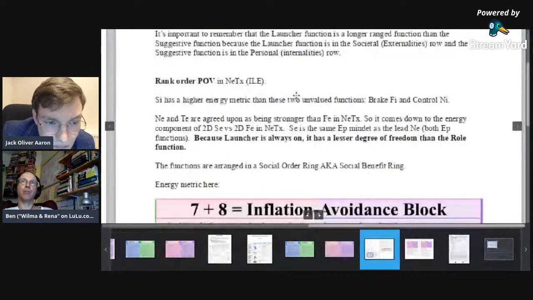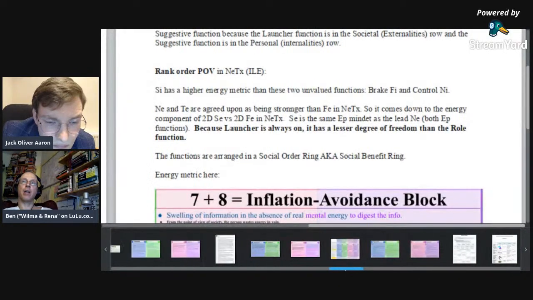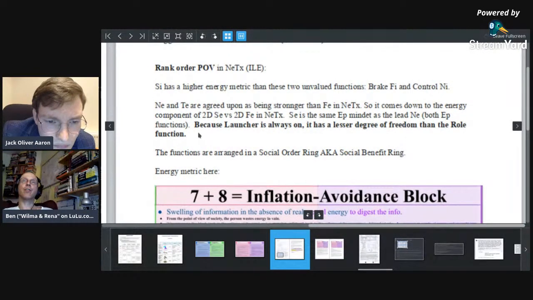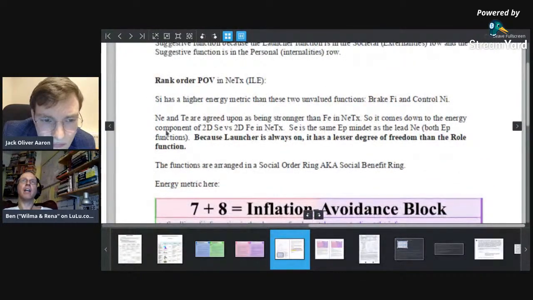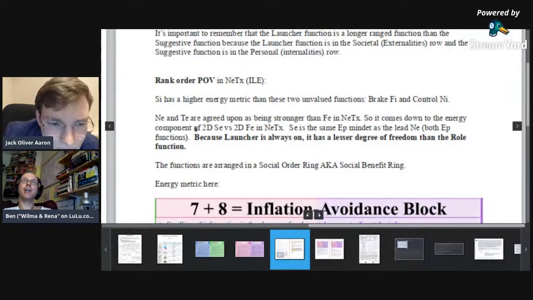And then something else that you've brought up about why SI was put where it was. There's another thing to consider. SI has a higher energy metric than these two valued functions, brake FI and control NI, so they have to come after it. NE and T are agreed upon as being stronger than FE in NETX.